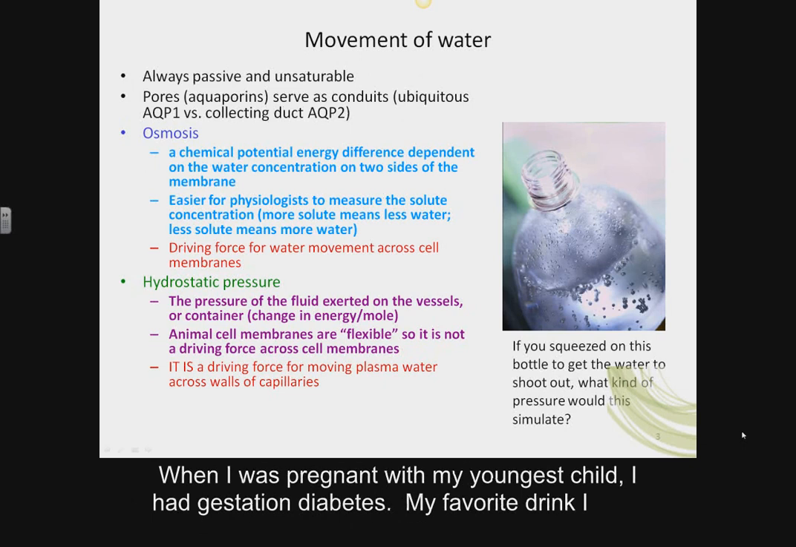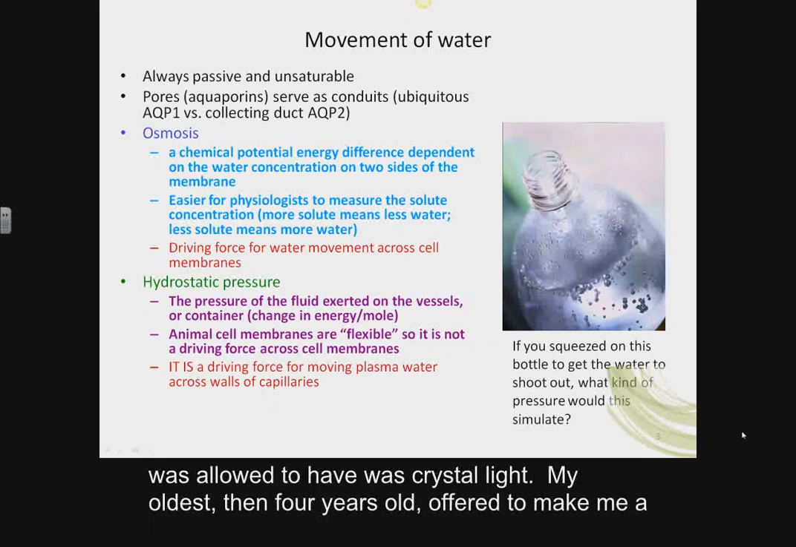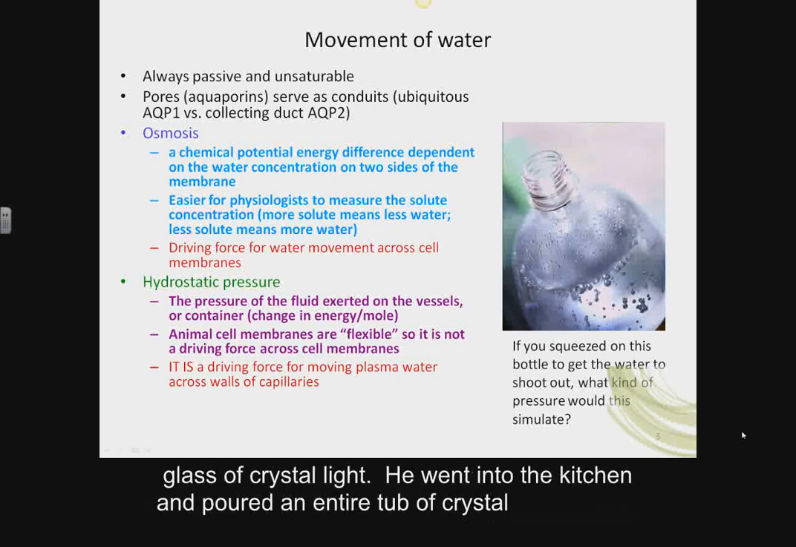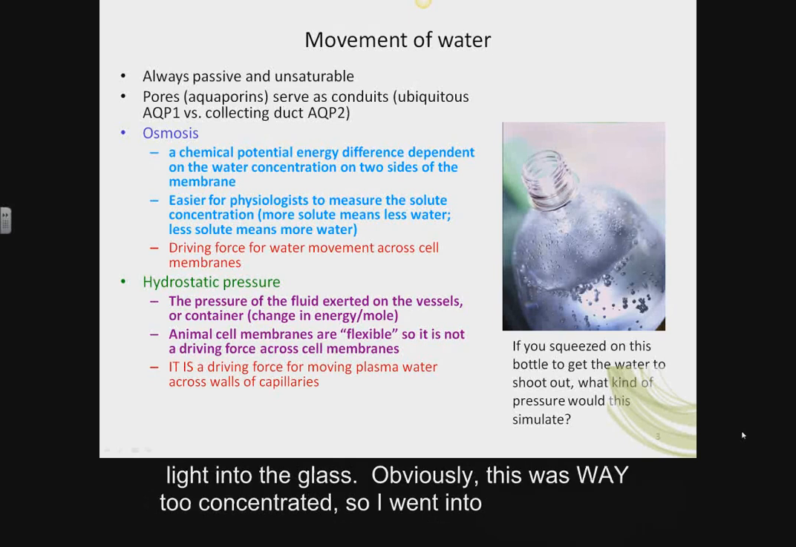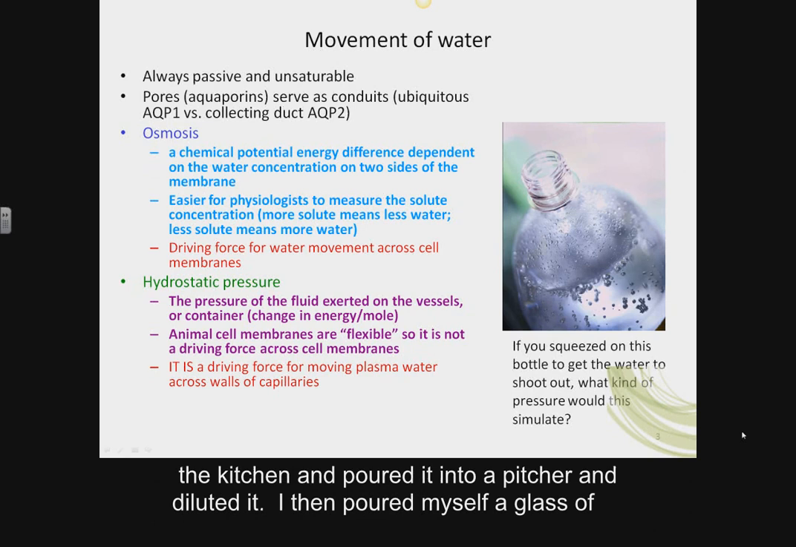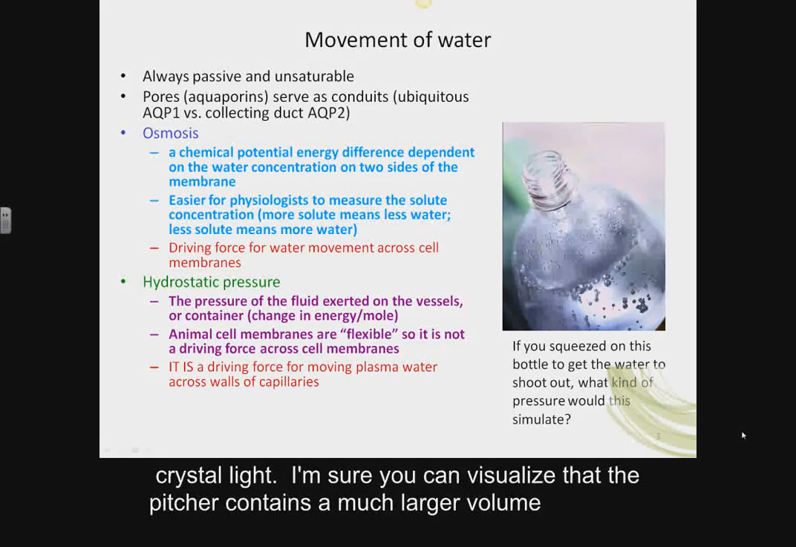Let me tell you a quick story to help with this concept. When I was pregnant with my youngest child, I had gestational diabetes. My favorite drink that I was allowed to have was Crystal Light. My oldest, then 4 years old, offered to make me a glass of Crystal Light. He went into the kitchen and poured an entire tub of Crystal Light into a single glass. Obviously, this was way too concentrated. I went into the kitchen and poured it into a pitcher and diluted it. I then poured myself a glass of Crystal Light.